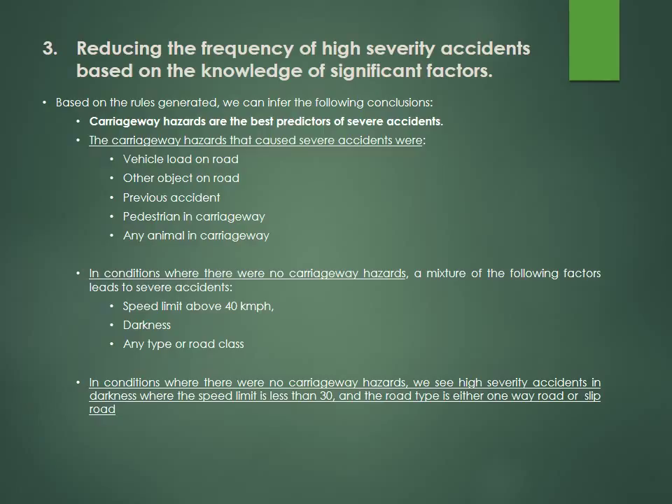Carriageway hazards were the best predictor of severe accidents. In addition to carriageway hazards, we found that in places with speed limits above 40 kilometers per hour and in darkness conditions, there was a significant effect through which high severity accidents could happen. Also, in conditions where the speed limit was less than 30 kilometers per hour and you had one-way or slip roads, there was a high probability of a severe accident happening.